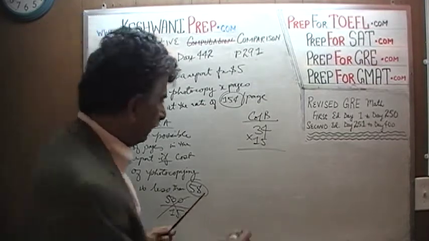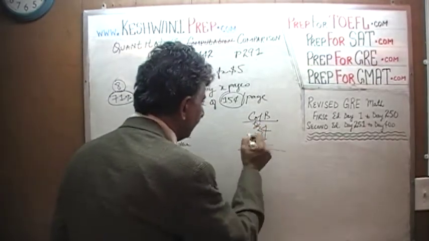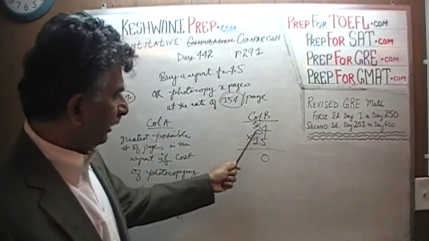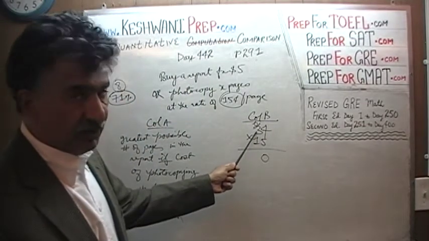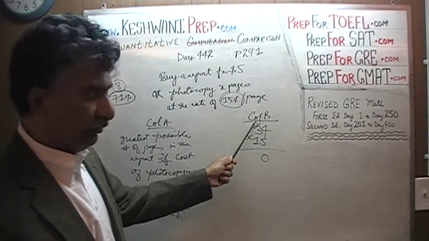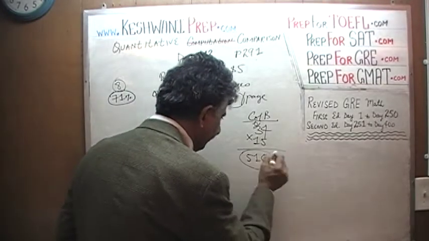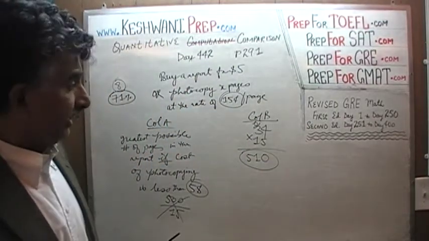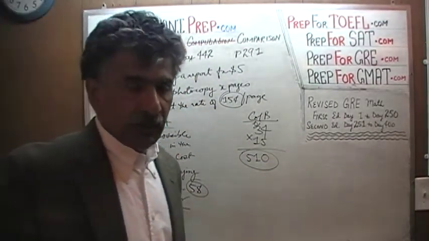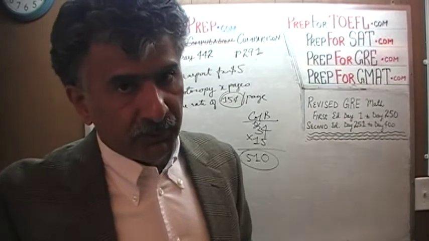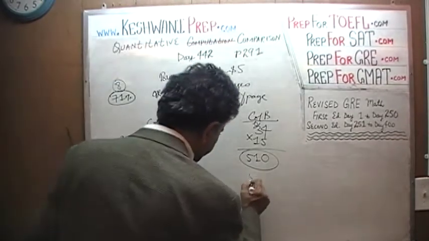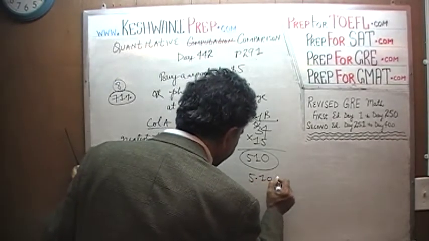15 times 4 is 60. That's 0, carry 6. And 15 times 3 is 45. 45 plus 6 is 51. So it turns out that if you want to photocopy 34 pages, it's going to cost us $5.10.